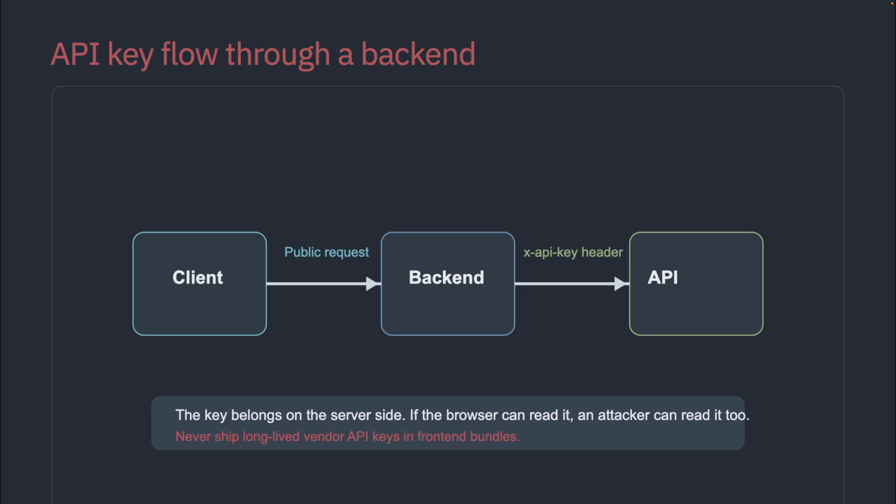You're using the API key flow just to pull information from other systems. If you're thinking about your project, say you're making a D&D database and you're pulling different spells from a publicly available D&D spell database, you make those calls through your backend and expose the results in your front end without telling your client where they came from or which API key you used. Never ship long-lived vendor API keys in your front-end bundles.